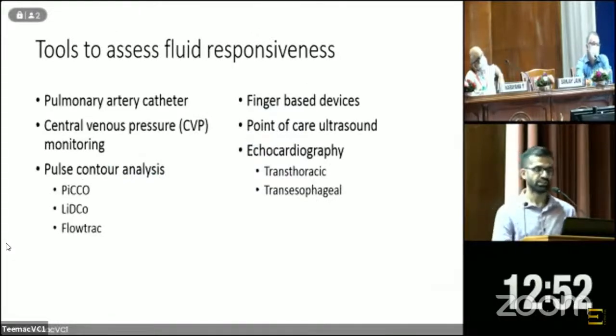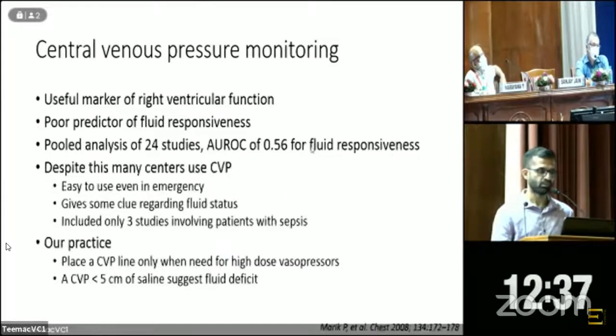Among the tools which we have to assess fluid responsiveness, we have the pulmonary artery catheter, which is more invasive and has not been shown to be much useful. The commonly used central venous pressure monitoring, and the point of care ultrasound and echocardiography. The first and the commonly available is central venous pressure monitoring. It's a useful marker of right ventricular function.